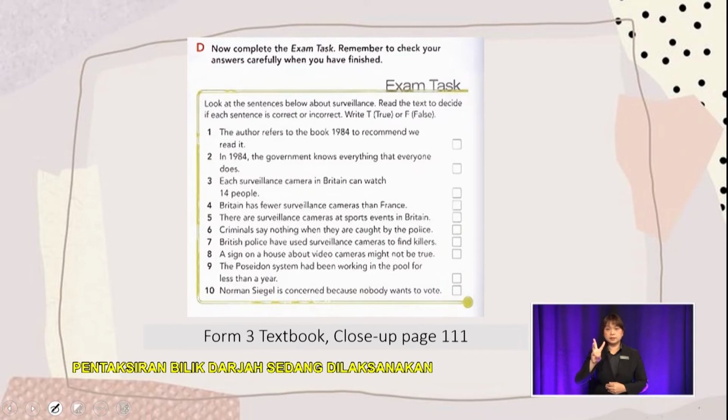Alicia, number 6. Criminals say nothing. It's true. Yes, okay. Number 7. British police have used surveillance cameras to find killers. Nivila? True. Yes, it's true, definitely. Number 8, the sign of a house about video cameras might not be true. This one is a little bit tricky. I think it's true. Yes, it's true. Sometimes they just put the sign so that people get scared and run away.